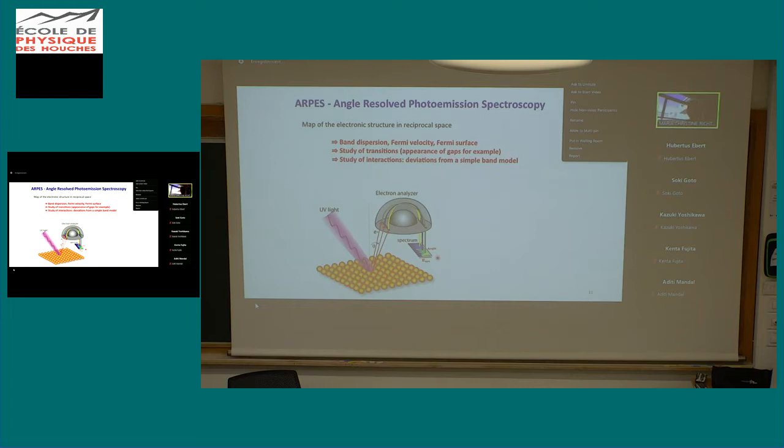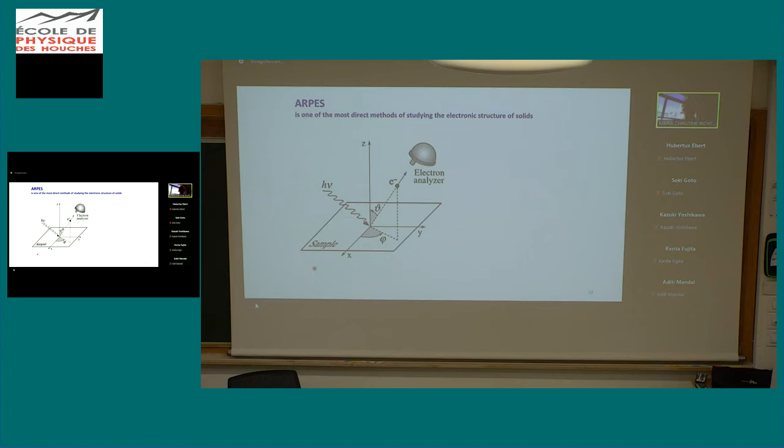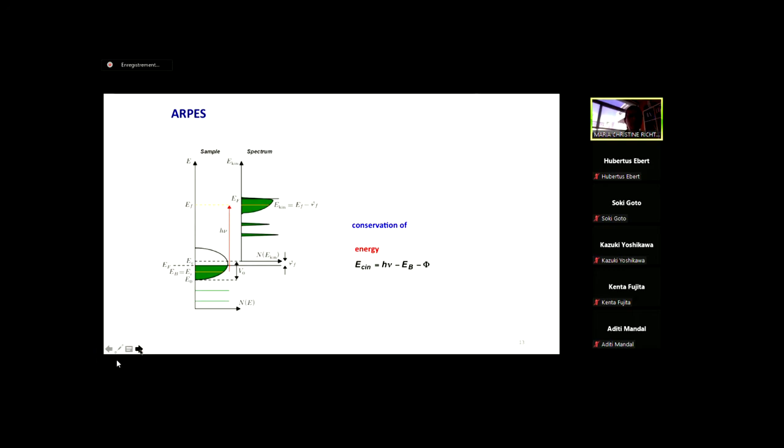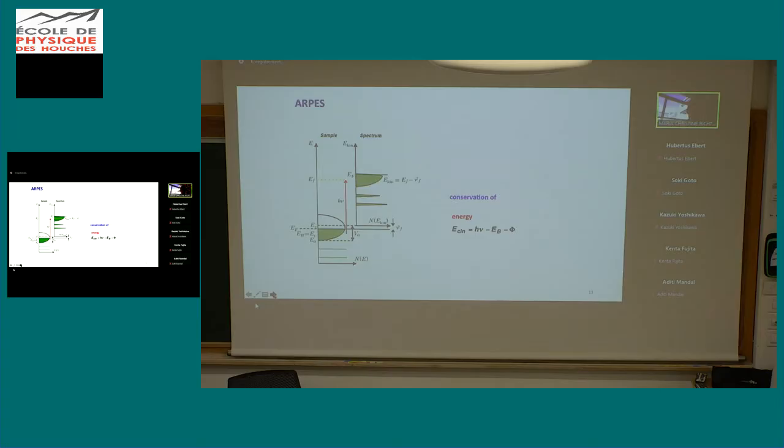This is the general sketch which you have seen before for these ARPES studies, and here again the picture of density of states and core levels of the material, and then the spectrum you obtain from the electron which is coming out of the material, and which of course obeys the conservation of energy. So the kinetic energy of the electrons is the photon energy minus the binding energy minus the work function. And this is then the binding energy, which is measured with respect to the Fermi level.